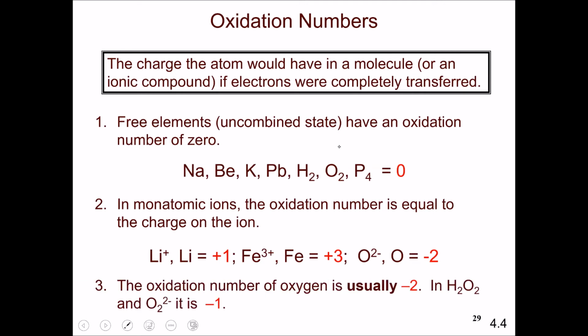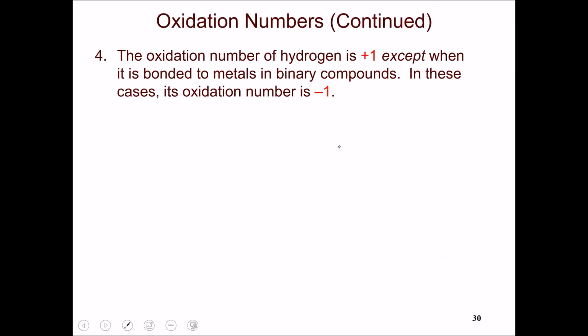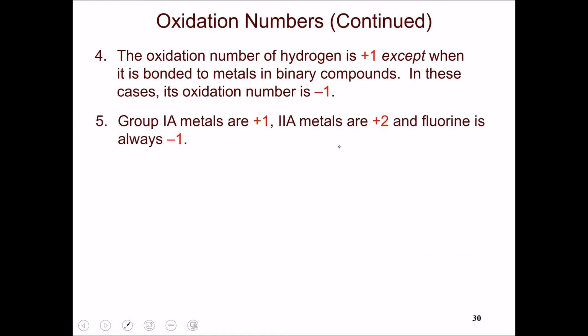And third rule is that the oxidation number of oxygen is usually -2, except in peroxide, where it is actually -1 for each oxygen, because it exists as O2 2-, so each oxygen atom is going to be -1. The oxidation number of hydrogen is usually +1, except when it's bonded to metals. In this case, it's going to be -1. Group 1 is always +1, group 2 is always +2, and fluorine is always -1.